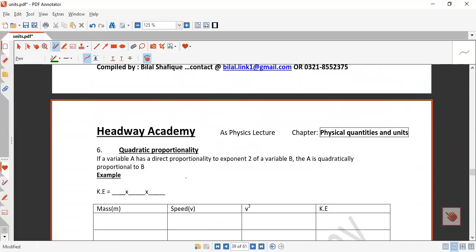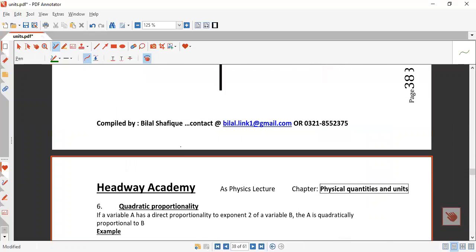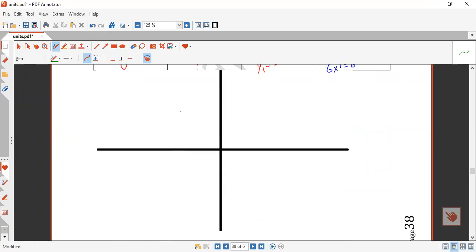When two quantities are directly proportional to one another, then their ratio is constant. Tell me.